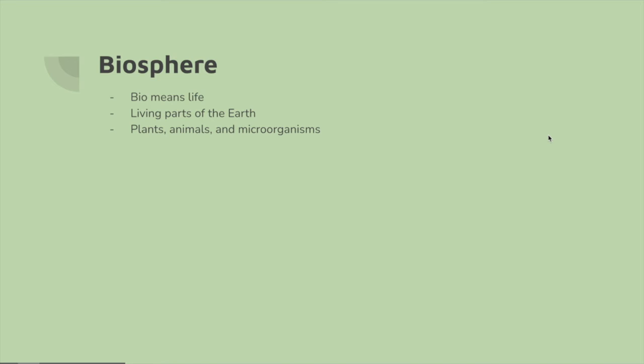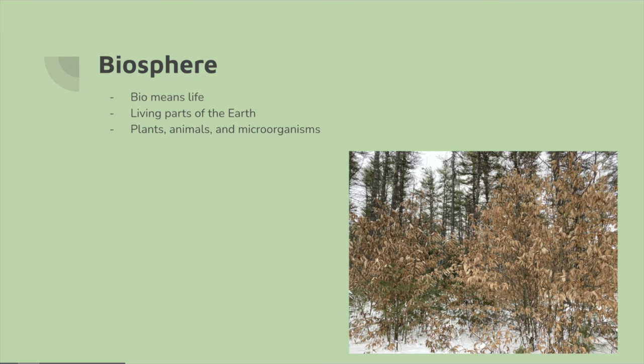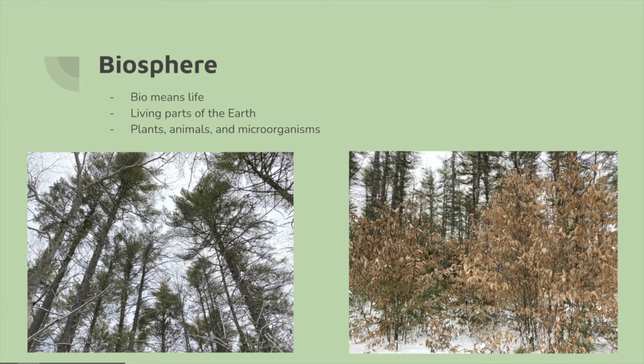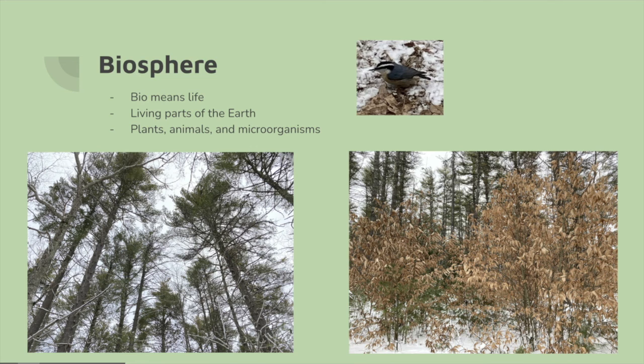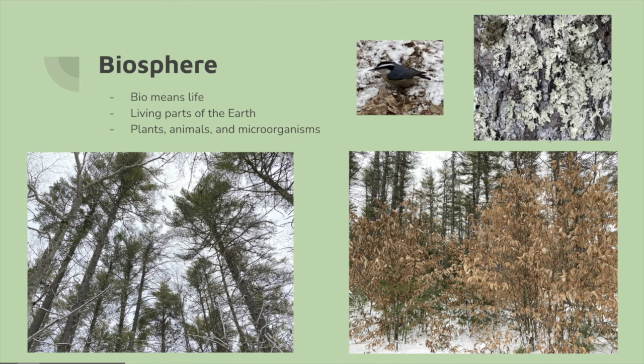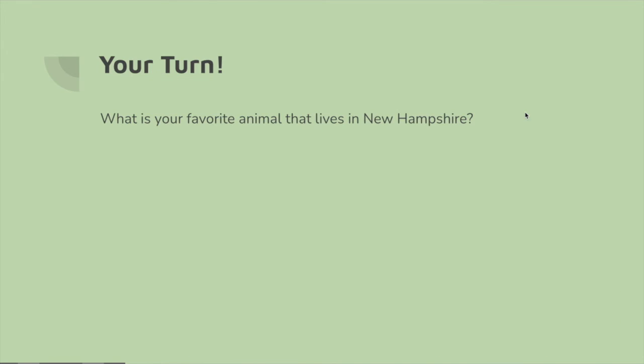That brings us to the biosphere, and the bird in the last slide was an example of something that would be part of the biosphere. So bio means life, and it is the living parts of the earth. So this includes things like plants, like the trees in the bottom pictures, as well as animals, like this little nuthatch, and microorganisms, like lichen, which you can see on trees in the area.